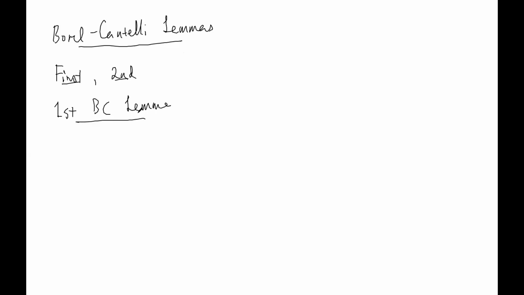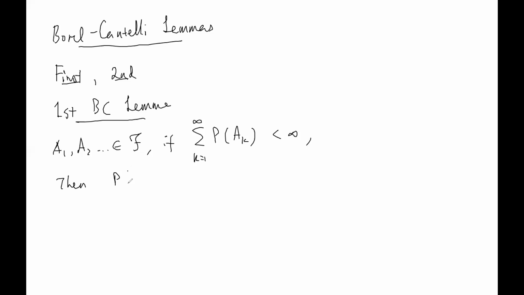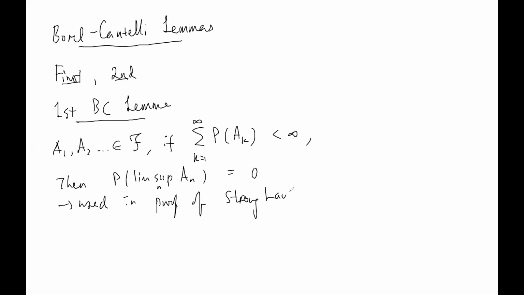So you have the first Borel-Cantelli lemma. Basically you have A1, A2, and so on, all in F. If the sum of the probabilities of all these events is convergent, then P of lim sup A_n is equal to 0. And this one is actually used in the proof of the strong law of large numbers.